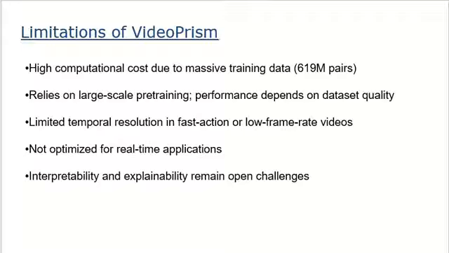It also relies heavily on the quality of the pre-training data. So if there's noise or bias in the dataset, it may affect downstream tasks. Then there's the issue of temporal granularity. In tasks that involve super fast actions or very subtle frame to frame changes, it sometimes struggles to keep up.